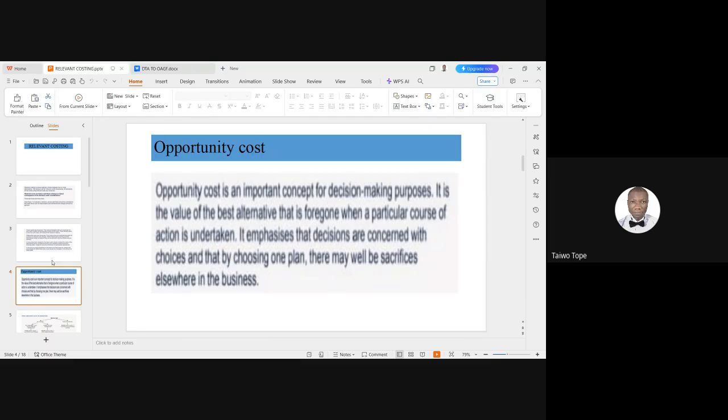For example, you have two options. You have material A. You can either use material A for production in your organization, or you decide to sell material A. If you decide to sell it instead of using it, the relevant cost in that situation will be the value at which you sold that material. So it emphasizes that decisions are concerned with choices, and that by choosing one plan, there may well be sacrifices elsewhere in the business.